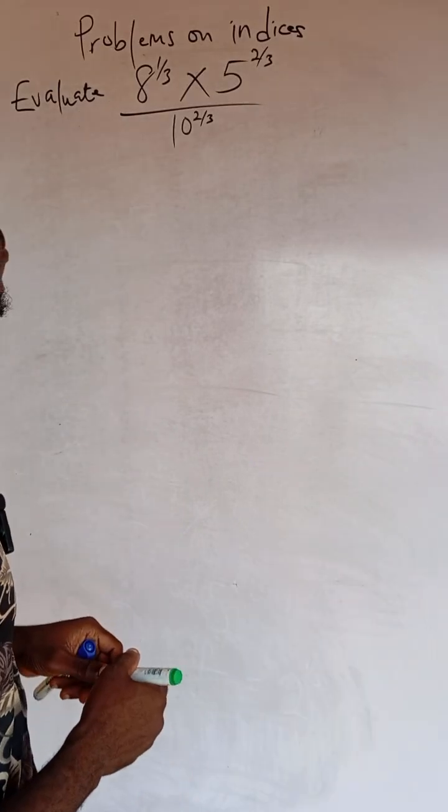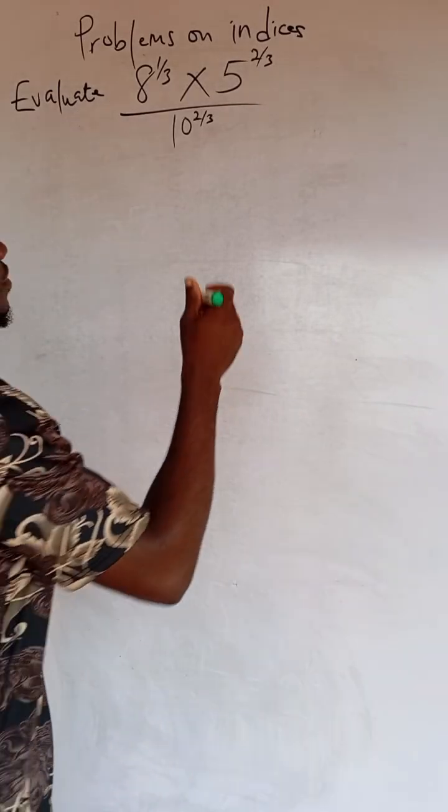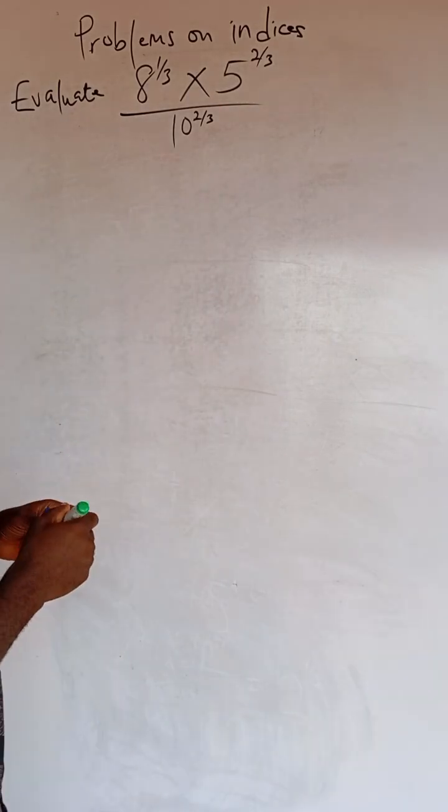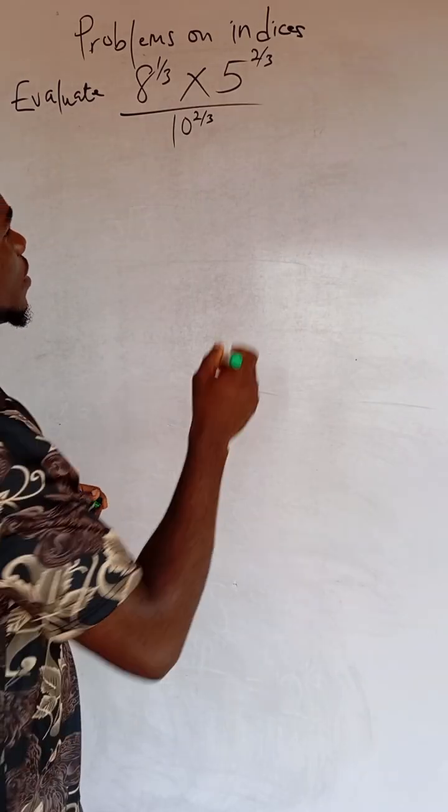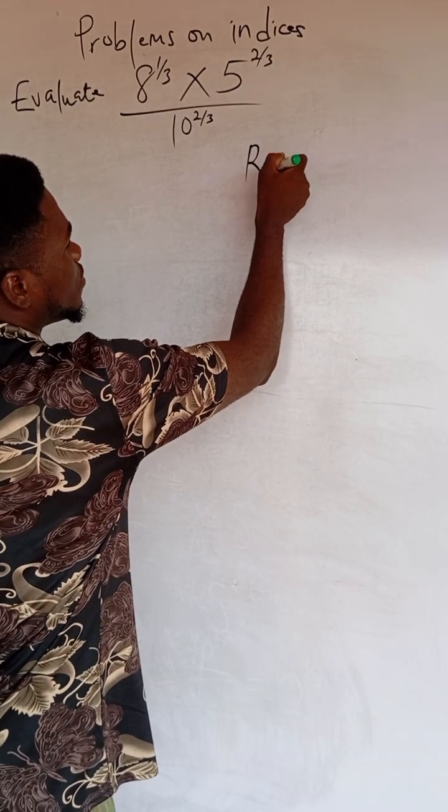I can see that 8 to the power of 1 over 3 is looking like the fractional index of case 1 that I have, recall.